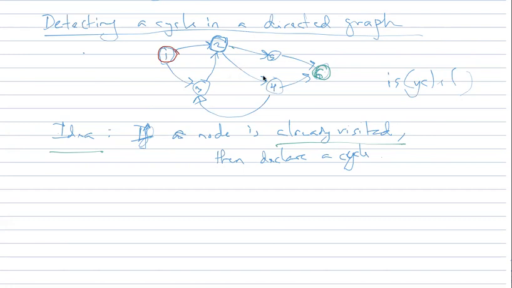Now, this point is very significant. Every node is going through a phase. Initially all nodes begin unvisited. That's the status. The first time you visit the node, it goes to the visited status.